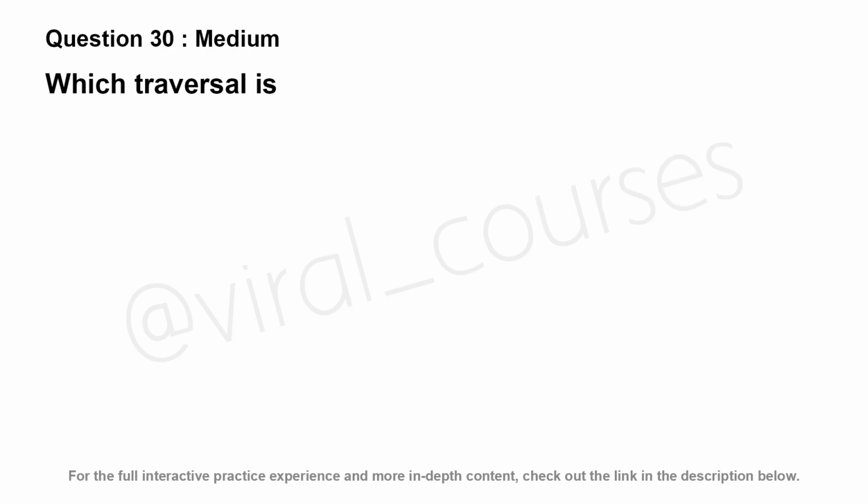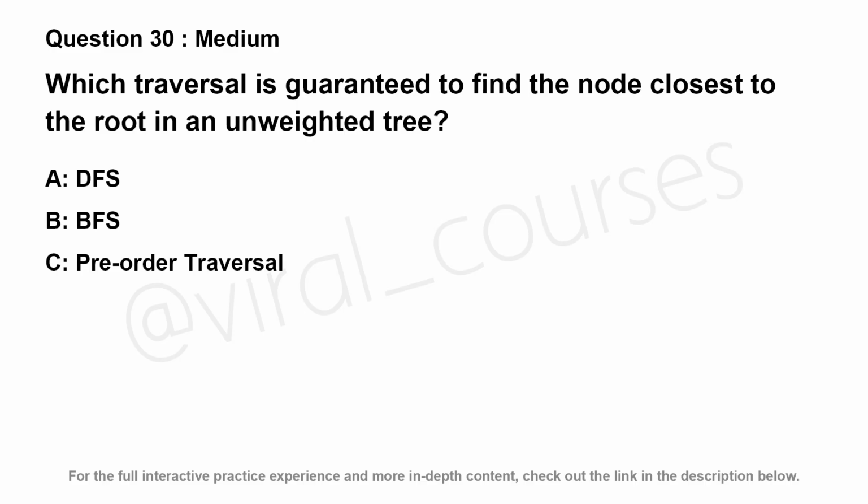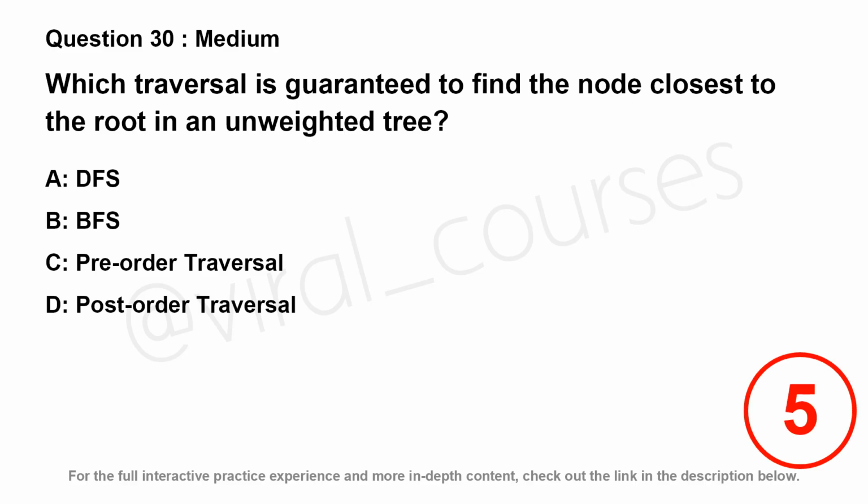Which traversal is guaranteed to find the node closest to the root in an unweighted tree? Option A, DFS. Option B, BFS. Option C, pre-order traversal. Option D, post-order traversal.